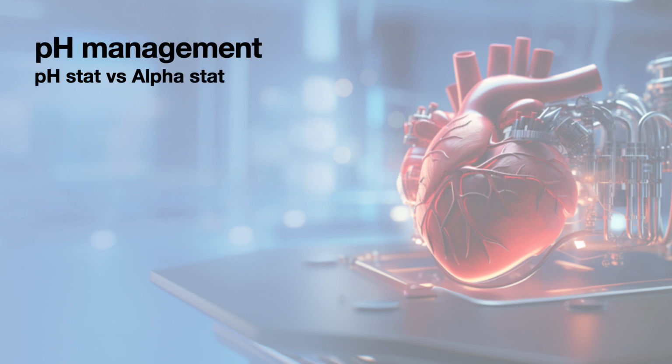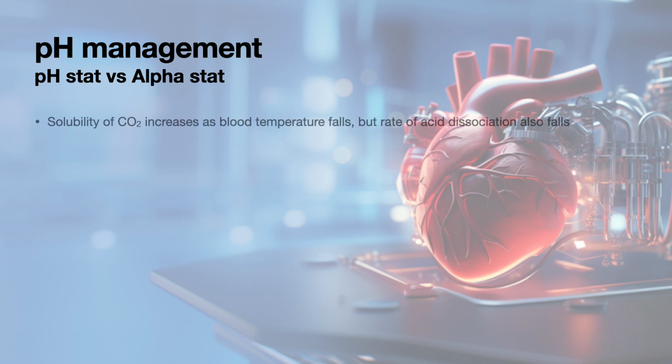There can be confusion around pH management on cardiopulmonary bypass because there are multiple moving parts to the chemistry. The question of pH stat versus alpha stat has confounded anesthesiology trainees for years. Indeed, CO2 does become more soluble in blood as the temperature falls. Once in the blood, some of the CO2 gets converted to carbonic acid. Some of that acid will dissociate into hydrogen ions and bicarbonate.